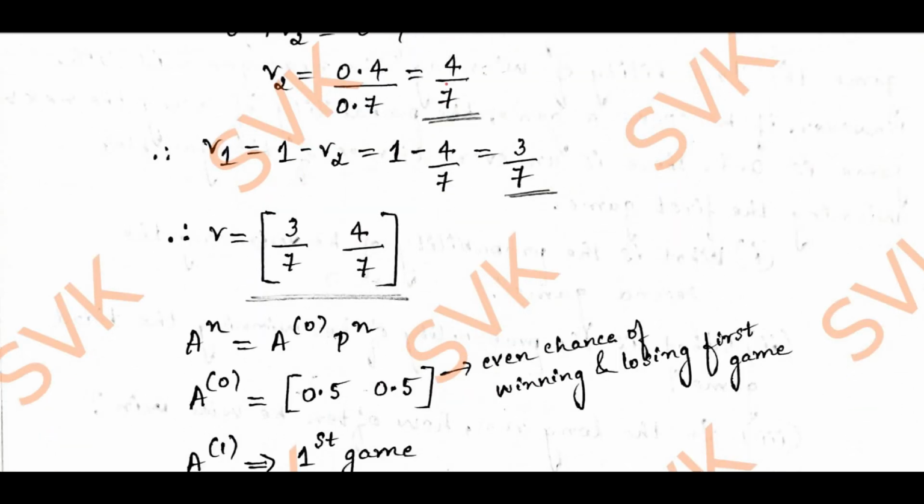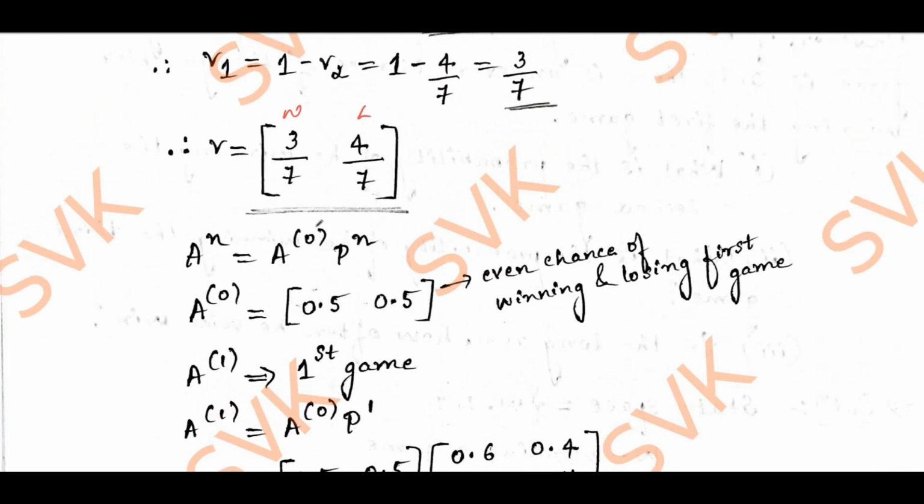In a long run, winning the match is given by 3 by 7 and losing the match is given by 4 by 7. In a long run, winning the game is given by 3 by 7 and losing the game by 4 by 7.